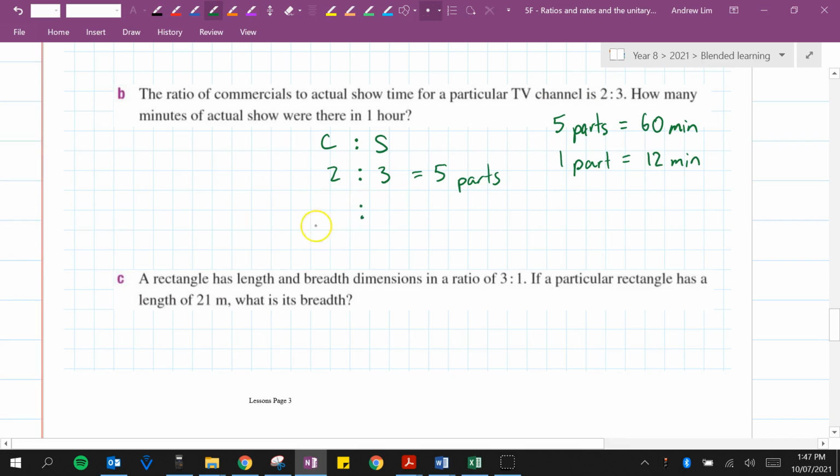So if we were to split this up, we just need to multiply each of these parts by 12. That means 2 times 12 is 24, 3 times 12 is 36. So how many minutes of actual show? Therefore 36 minutes of actual show.